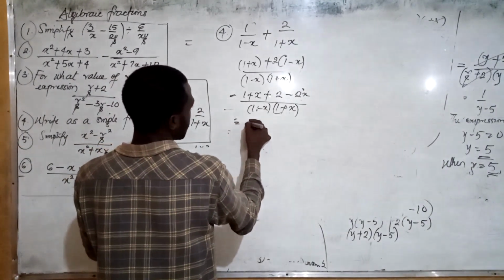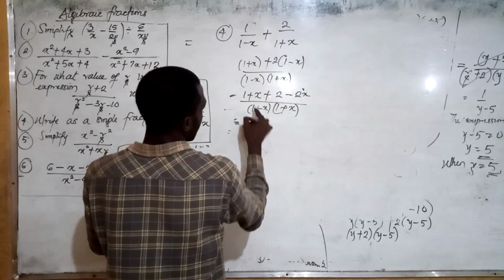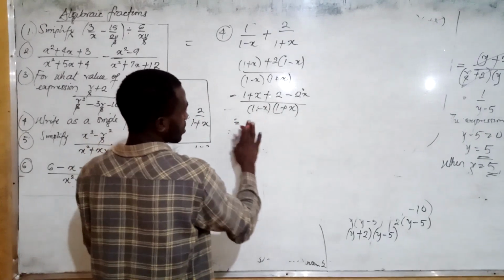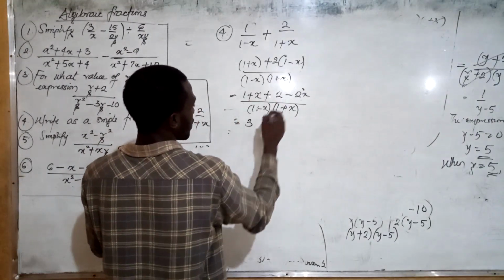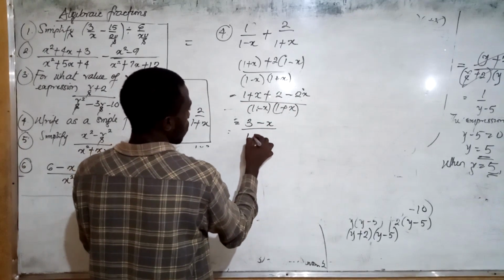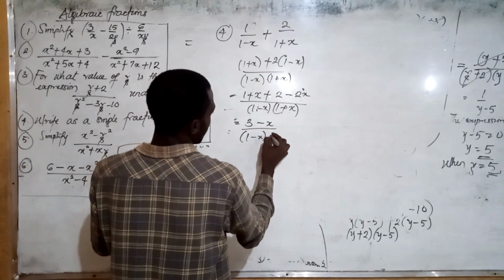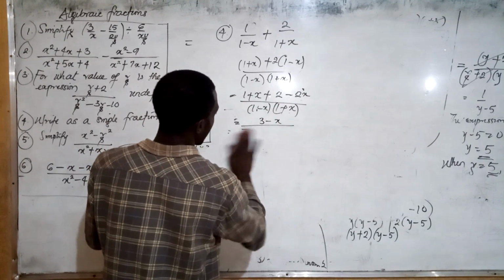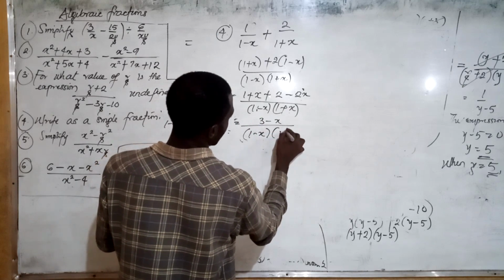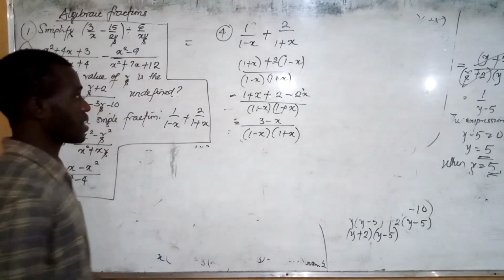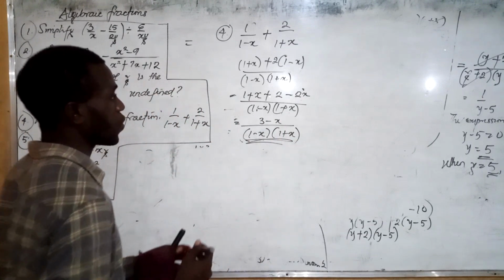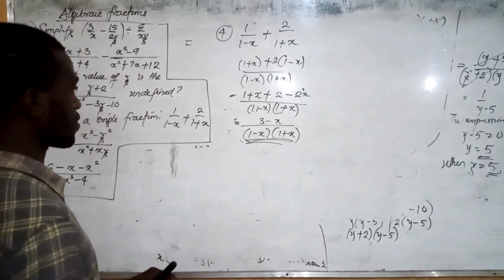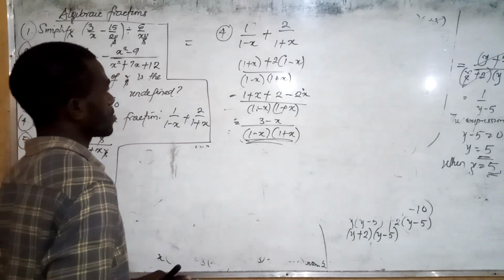So that we have 1 minus x and minus x, we collect them together, and 1 and 2 we collect them together. 1 plus 2 gives 3, and minus x, so we have 3 minus x, all over 1 minus x and 1 plus x. Alright, so that becomes our answer for this question. We cannot factorize any further, so that becomes our answer.